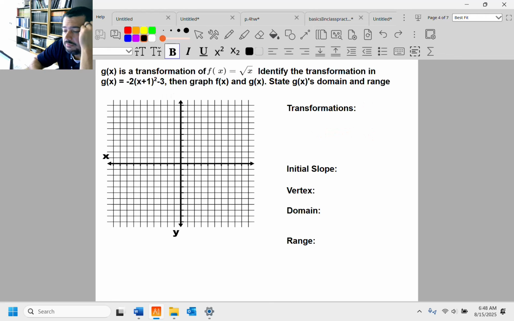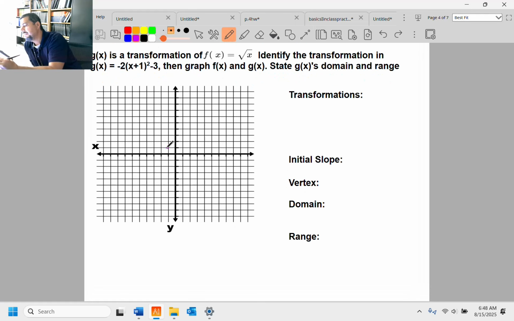They're not hard. All right, g of x is a transformation of f of x being the square root of x. Identify the transformations. Graph f of x and g of x. I'm actually going to start with graphing first. So here's mama. Here's your f of x function. And that way I can see the transformations. Now, g of x has an initial slope of -2. And we have a point on the graph at -1, -3. And I don't need to modify these. It's not a vertex, but this will be the first point. And it's at -1, -3.